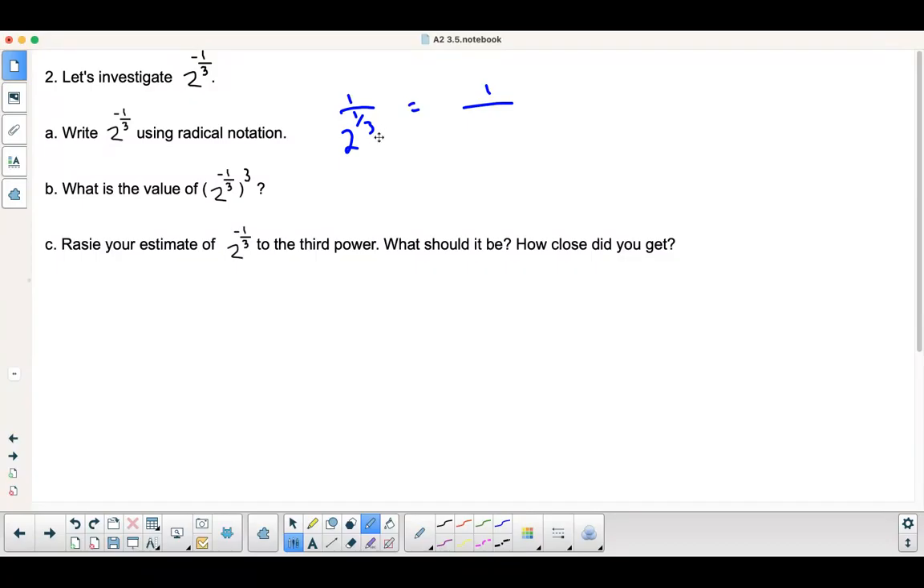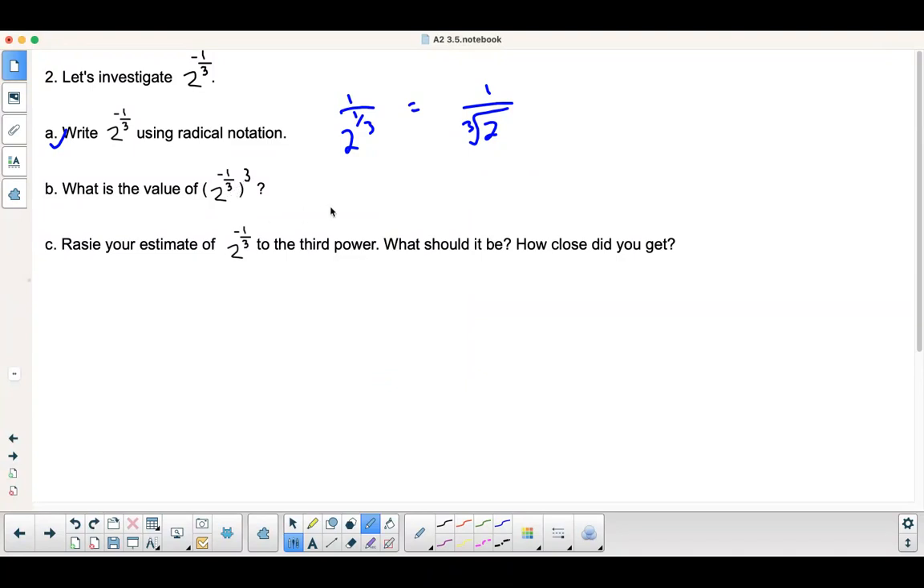And I'm going to rewrite it in radical form. So it's 2 to the first and the cubed root. Okay. So I'll tell you what, I really don't need that 1 there. I wrote it just so you remember where it goes. And there we go. There's that right in radical notation.